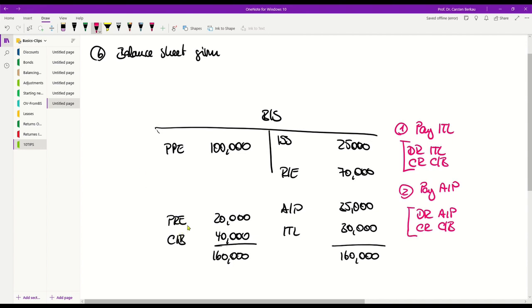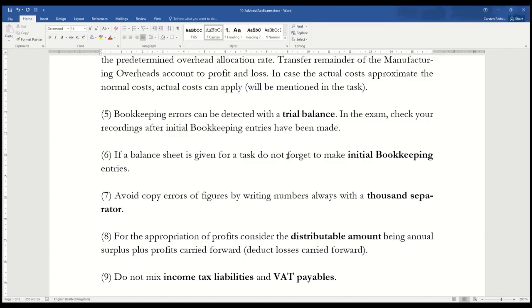We pretend that the prepaid expenses will be for rent. In this case, you have to make a further bookkeeping entry. You make a debit entry in the rent account, and you make a credit entry in the prepaid expense account. There might be some further bookkeeping entries you have to make depending on the case.